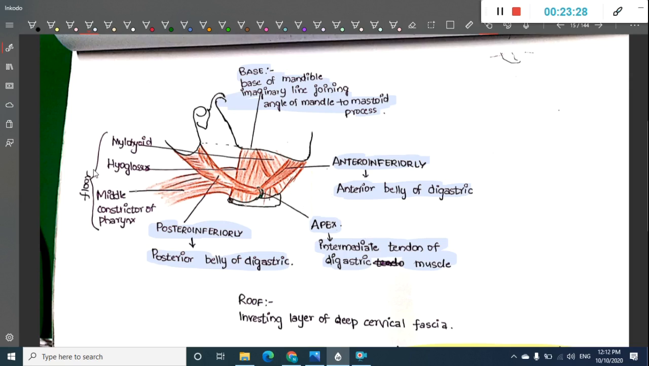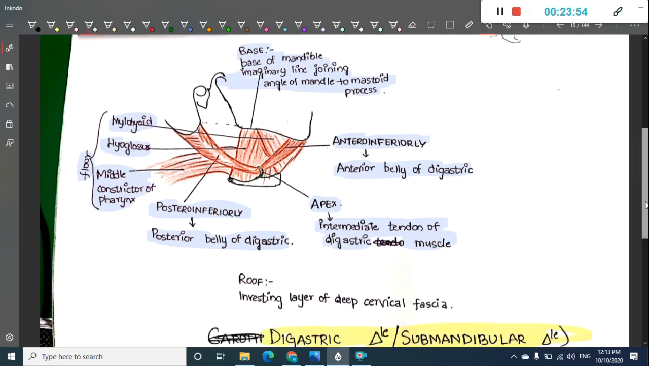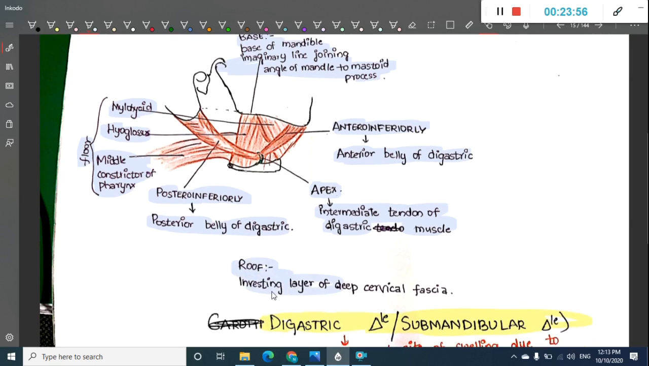Then what about the floor? The floor is made up of mylohyoid muscle, hyoglossus muscles, and the middle constrictor of the pharynx. What is seen in the roof? In the roof we have the investing layer of deep cervical fascia. So this is about the digastric or submandibular triangle.